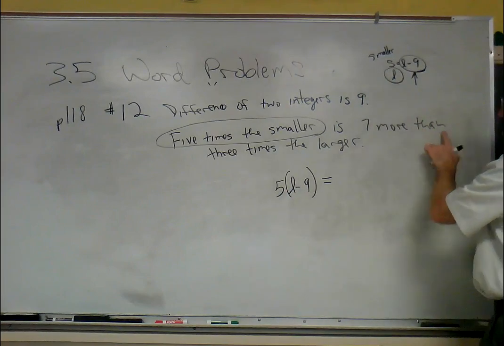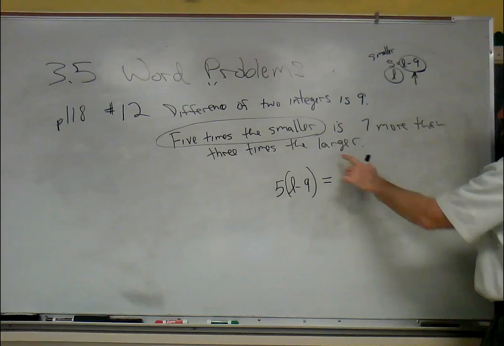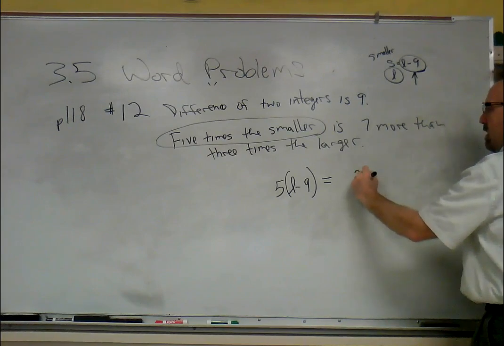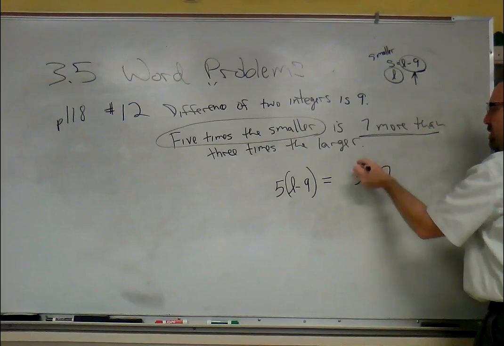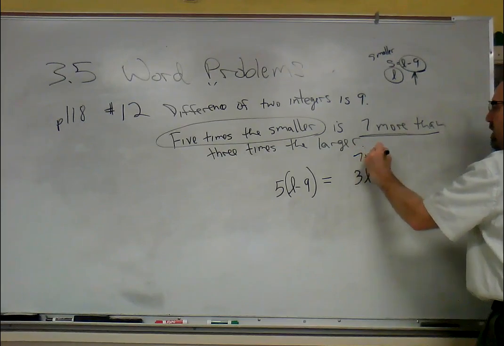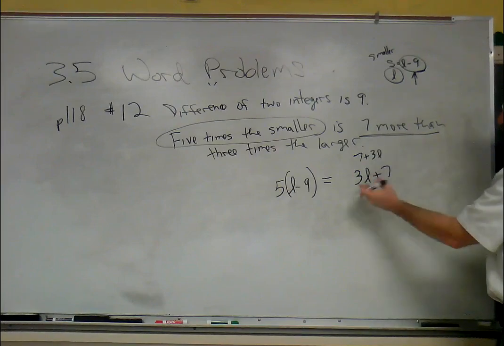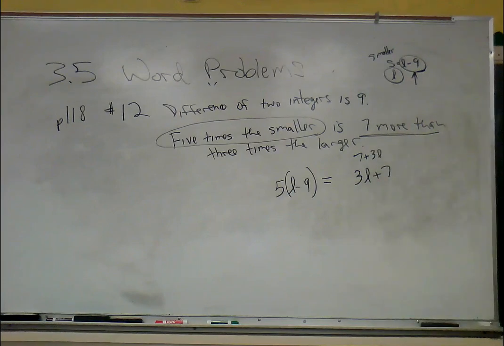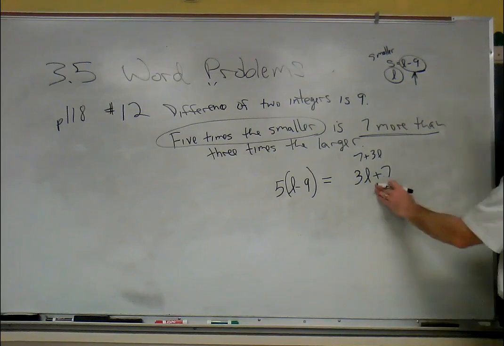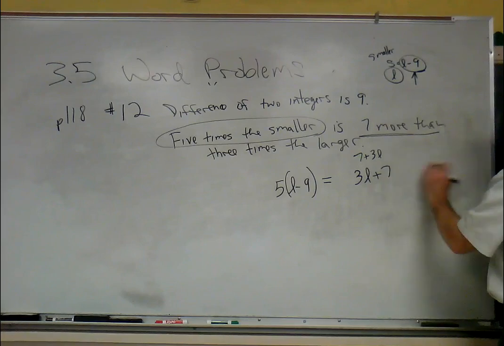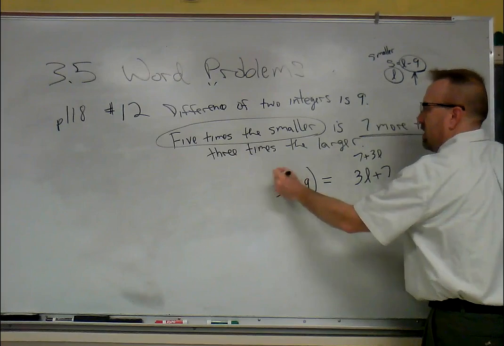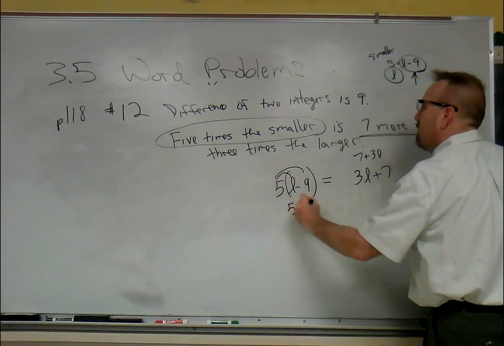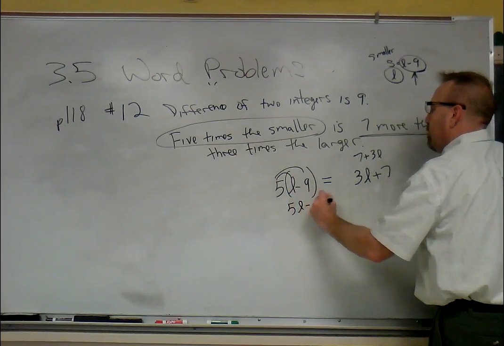7 more than 3 times the larger. So let's start with 3 times the larger. And then we do 7 more. We didn't have to switch the order. We could have written it this way. I just like to put the variable first. On addition, it's commutative, so we can switch the order around. But generally, as you go on, you'll start seeing them more and more with the variable first. So now to solve, we multiply 5 times L, 5 times 9 by distributing.